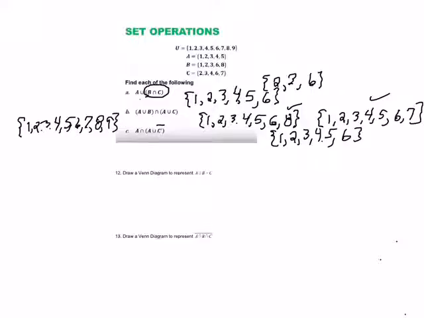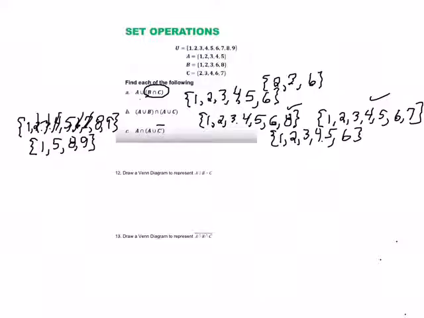And then I go through and I cross out the ones that are in C. And what I have left are the ones not in C. So I cross out 2, 3, 4, 6, and 7. So the complement of C is 1, 5, 8, and 9. Okay.